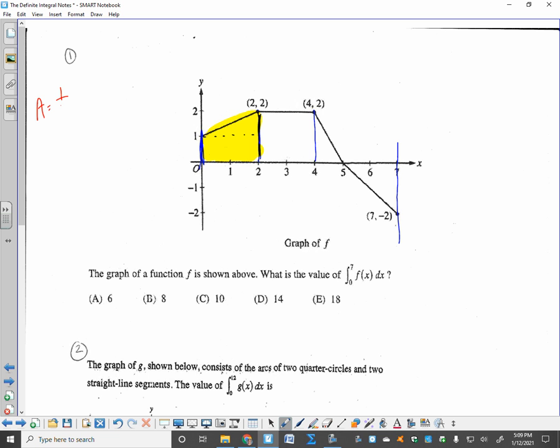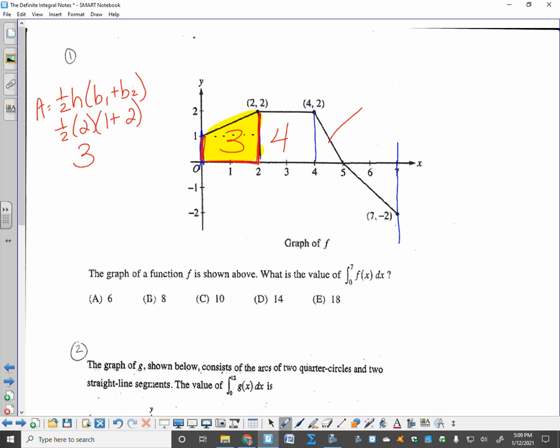So area of a trapezoid is 1/2 height, b1 plus b2. So 1/2 and my height, which for us is the width, and then my base 1, which is 1, and my base 2, which is 2. 1/2 of 2 is 1, so that's a 3. He's a 3. The next one's a 2 by 2, so that's a 4.